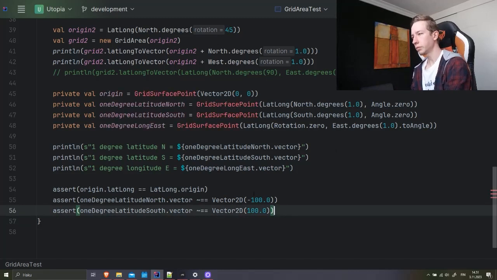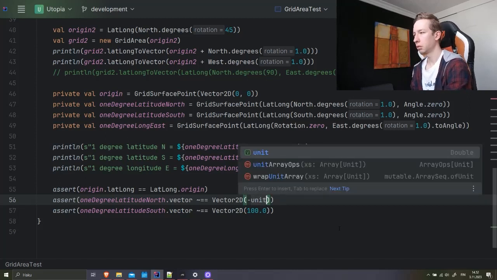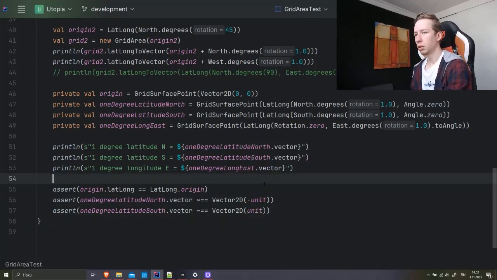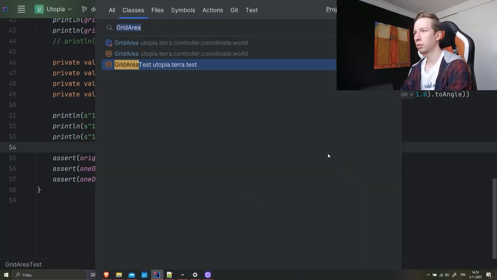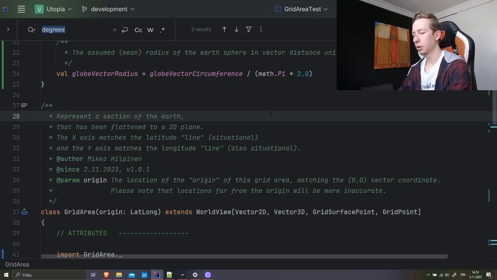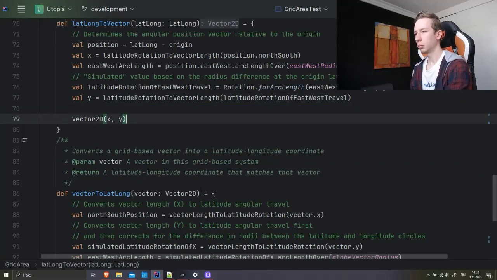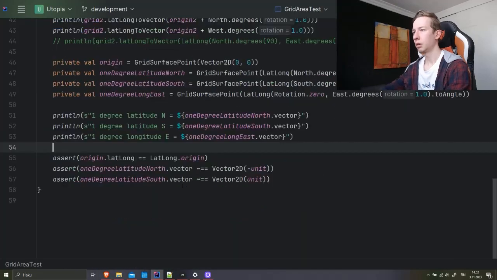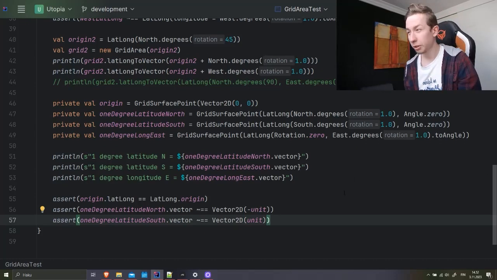So need to import these again. And here, instead of 100, we should have unit, I think. Yeah. Let's see if that runs. Everything runs. Okay, so now let's just remove these tests for now. Sorry, prints. So we don't have to face them every single time. And we could be adding some tests for the 3D points, but I think we're running already.